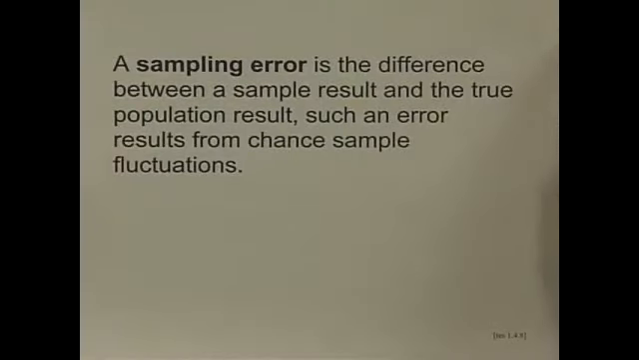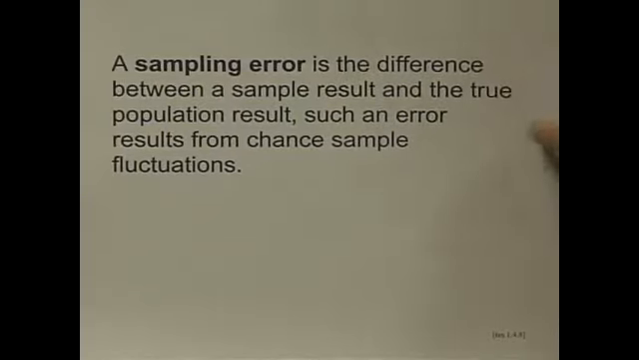I'd like to conclude this lesson by mentioning 2 types of errors of which you need to be aware. The first type of error would be a sampling error. It's the difference between a sample result and the true population result. Such an error results from chance sample fluctuations. So again, that's an error that occurs in your sampling.